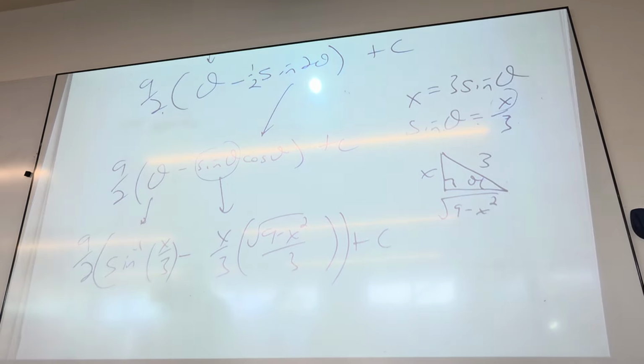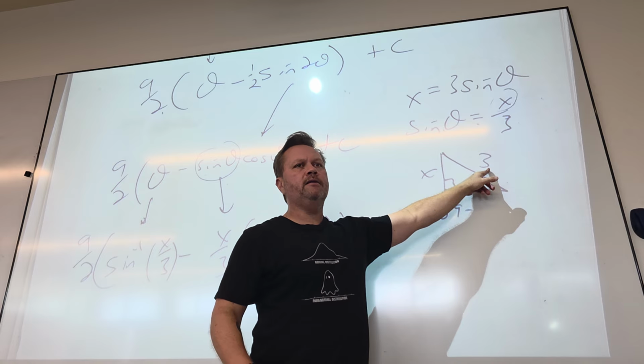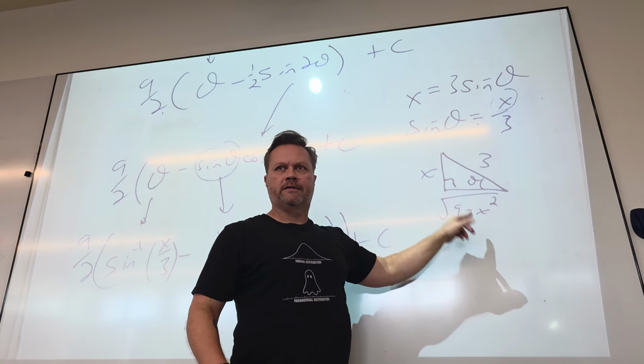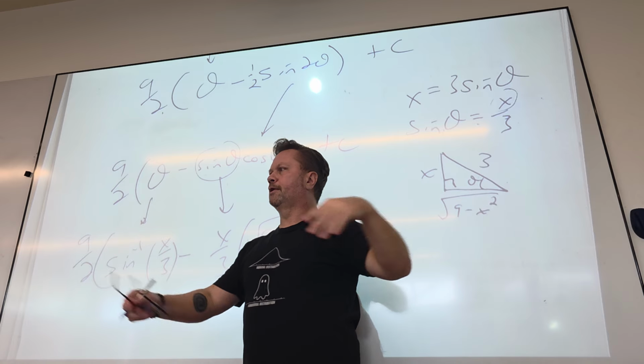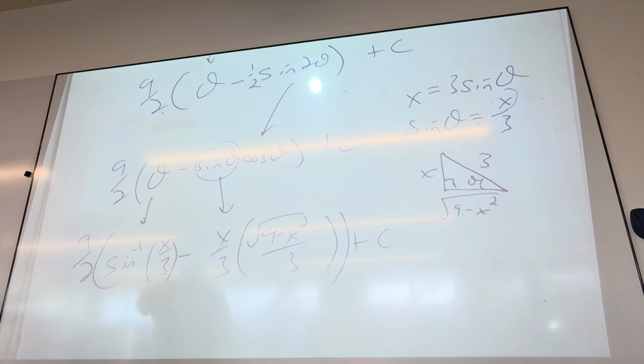Can you explain again how the adjacent is square root of 9 minus x squared? Well, so x squared plus a squared equals 9, using the Pythagorean theorem. So x squared plus this squared equals 9. 9 minus x squared equals this squared. This is the square root of 9 minus x squared. Yeah, just set up the Pythagorean theorem and solve it.